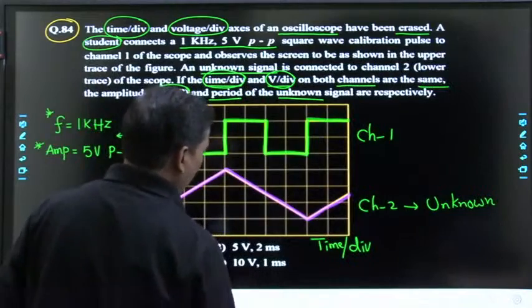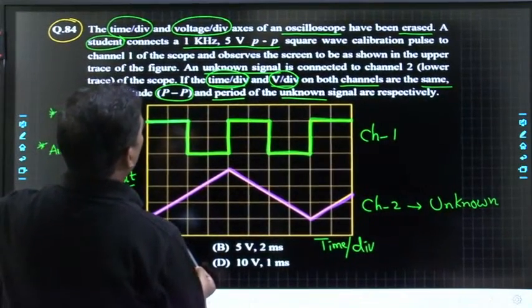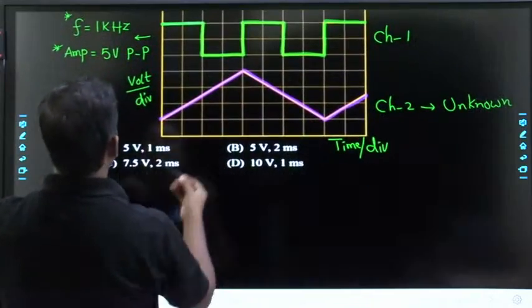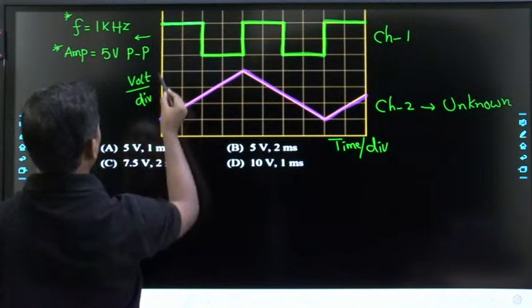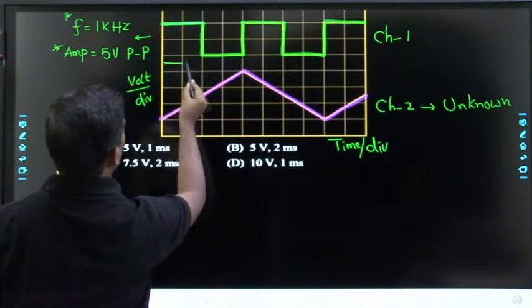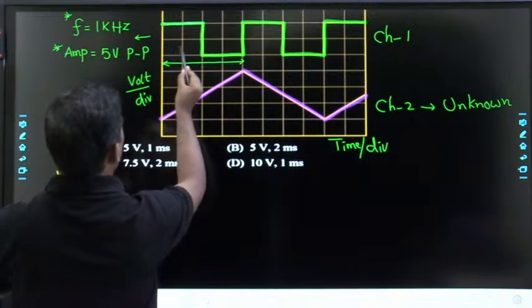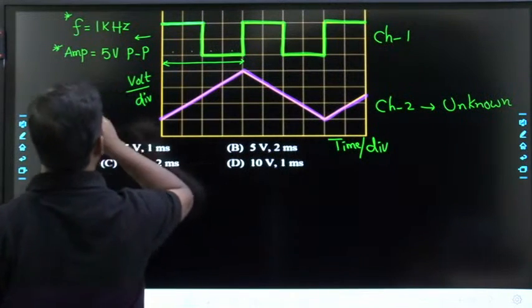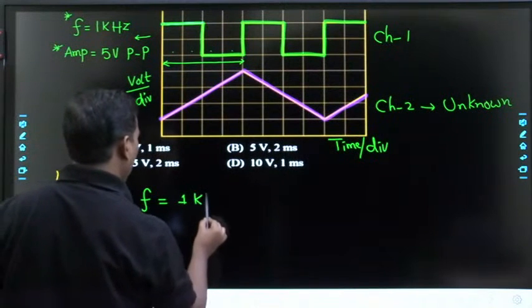See, first of all, let me talk about this particular waveform. Let us talk about volt per division. If you see the frequency, so what is the frequency? So this is one cycle, am I right? If you see the one cycle, how many divisions now? 1, 2, 3 divisions. Okay. So what is the frequency? Frequency is equal to 1 kilohertz.